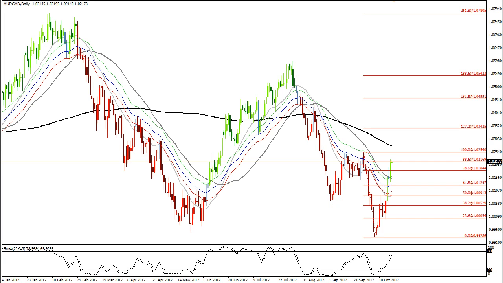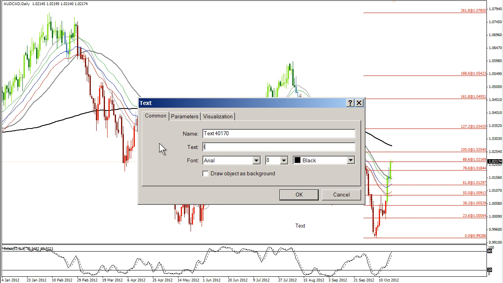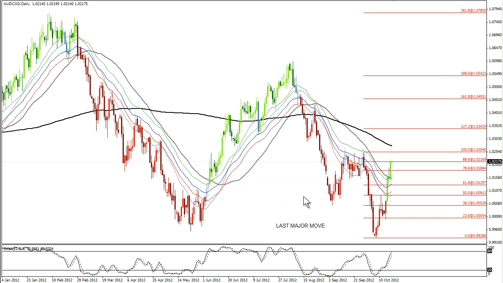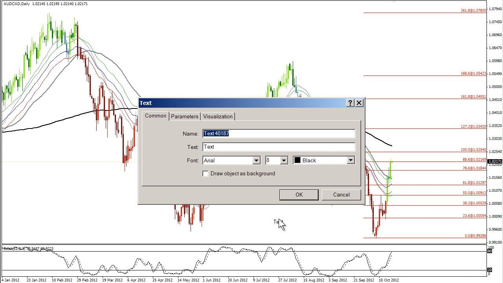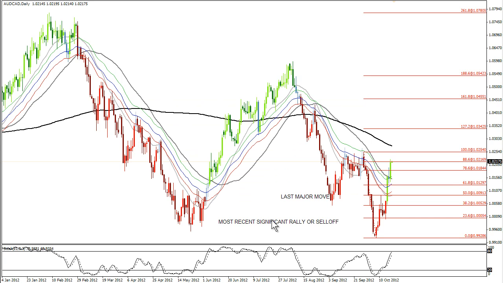In terms of the retracement and where I drew it, what I was looking for is literally what I call the last major move. Fibonacci, I've got to tell you, is extremely subjective. Last major move literally translates into, for me, and this is in terms of priority of the move too, most recent significant rally or sell-off. That's what that translates into for me.